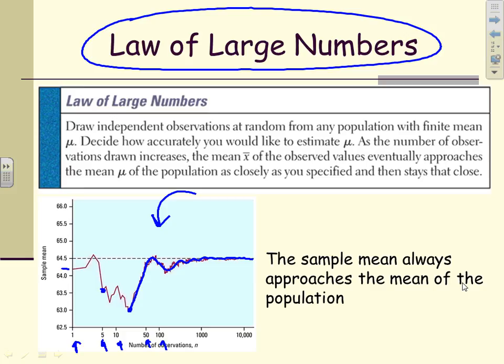So let's write that down. Increasing sample size means x bar approaches mu.